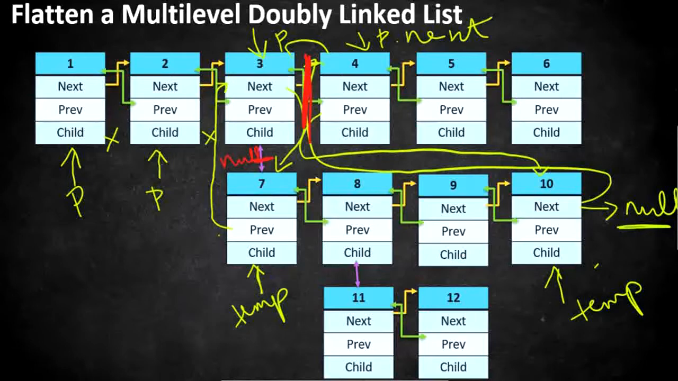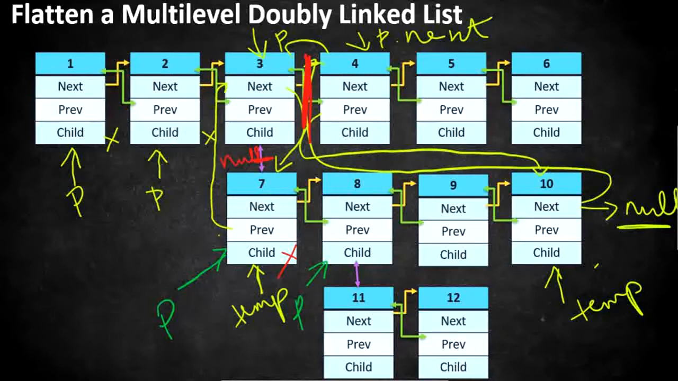In this case, now our P is at 3. It's time to iterate it to the next node. The next node is nothing but 7, which is newly connected to the single level. So now our P is at 7. We are checking whether 7 is having a child. No, 7 is not having a child. So iterate our P to the next element 8. So now it is checking again whether a child is there or not.